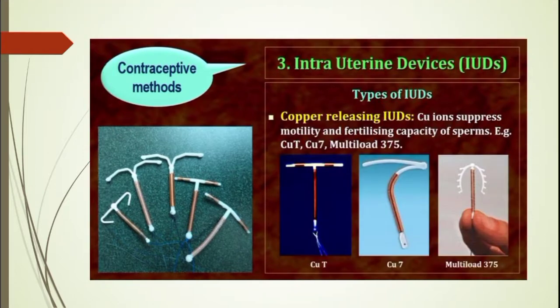Then copper releasing IUDs. Copper T, Copper 7, Multiload 375 and Paragard are some of the copper releasing IUDs. The copper ion suppresses the motility and fertilizing capacity of the sperms. As a result, there will be no fusion of male and female gamete, which will avoid the pregnancies.